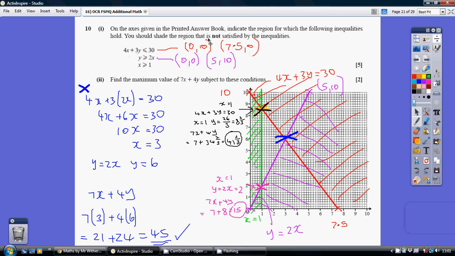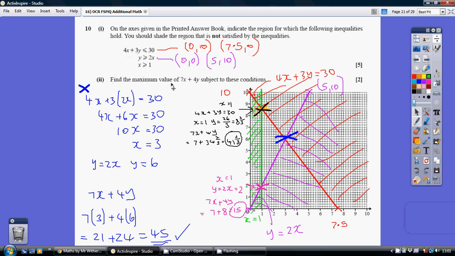So that's the start of part 1. You've now got to shade the regions that are not satisfied by the inequalities. So we're shading greater than 30, we're shading y being less than 2x and x being less than 1, leaving us just with this triangle here.